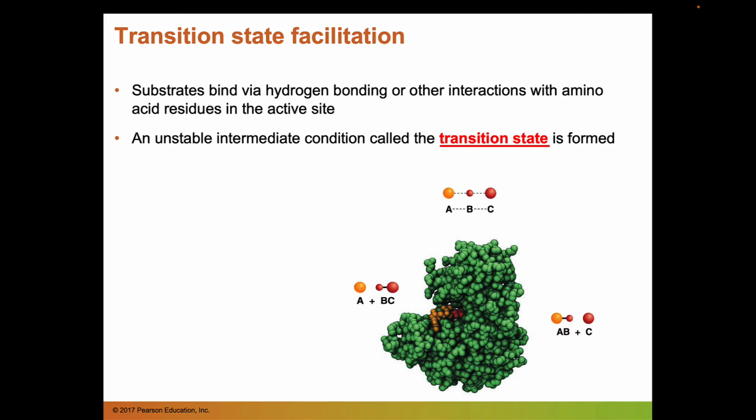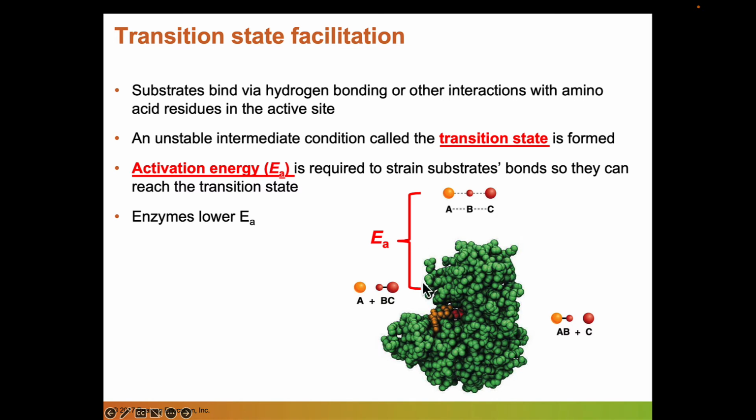So the next step is called the transition state facilitation step. And in this step, substrates bind to the R groups in the active site via hydrogen bonding and other interactions. So here's our substrates. This forms an intermediate condition called the transition state. And so A forms kind of a temporary bond with both B and C. Activation energy is the energy that's needed to strain the substrate's bonds so they can reach this transition state. And enzymes lower the activation energy.